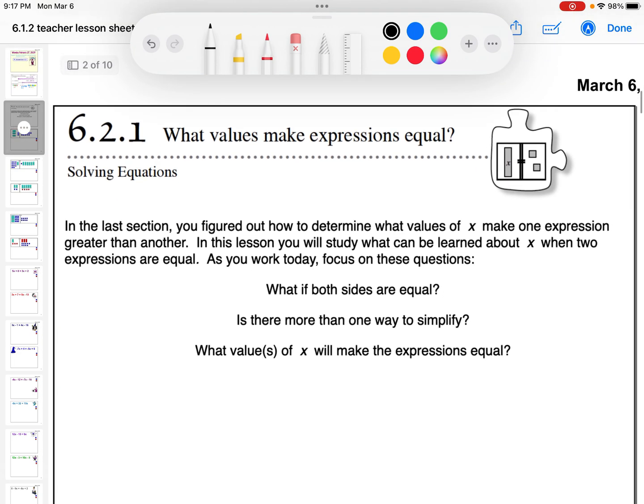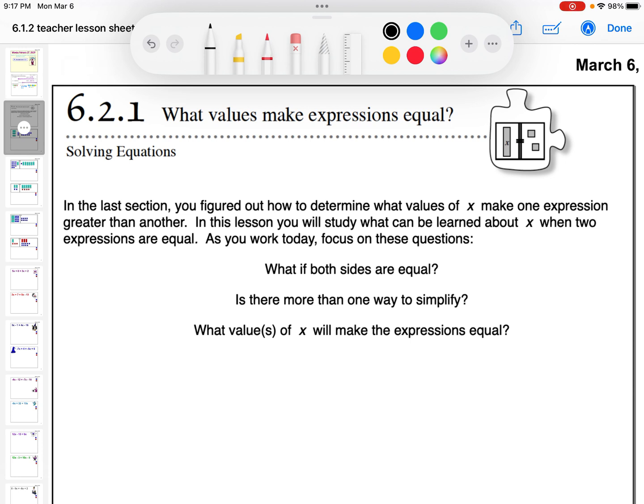So today we're working on solving equations, and what values make expressions equal to each other. So in the last section you figured out how to determine what values of x make one expression greater than another, but in this one, what can we learn about when the two expressions are equal? So today, what if both sides of the mats are equal, and is there more than one way to simplify what values of x will make this expression equal?